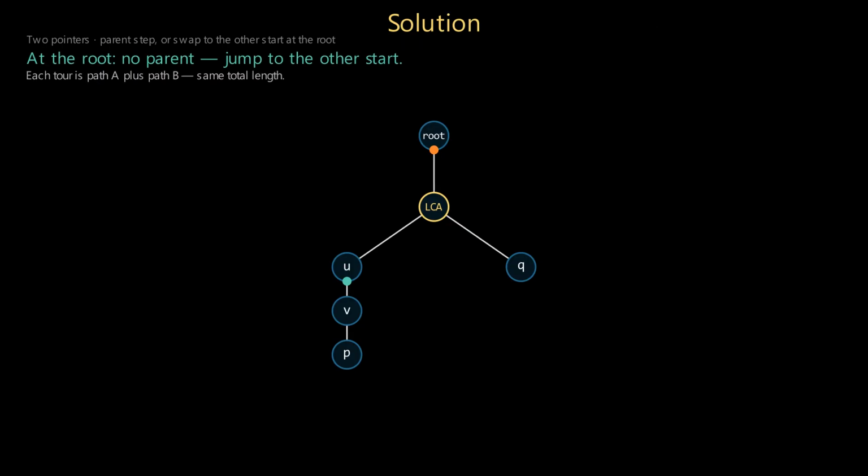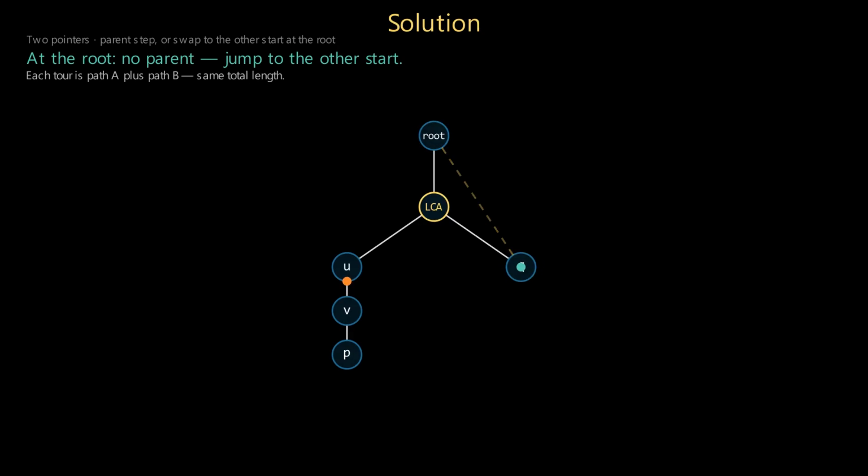The constant space trick: when a pointer has no parent, send it to the opposite starting node. Pointer B has just reached the root, so on the next step it reappears at P while pointer A steps from its current node toward the root. Later, when pointer A reaches the root, it will jump to Q the same way.